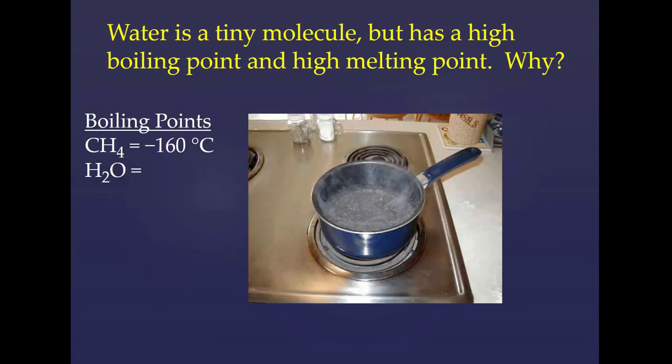So water is a very tiny molecule, but has a high boiling point and a high melting point. Why is this? If we look at the boiling point of water compared to methane, we see that methane is negative 160 degrees Celsius. And the boiling point of water is 100 degrees Celsius. Well, they are about the same size. Why is there such a huge difference in when these molecules will boil?